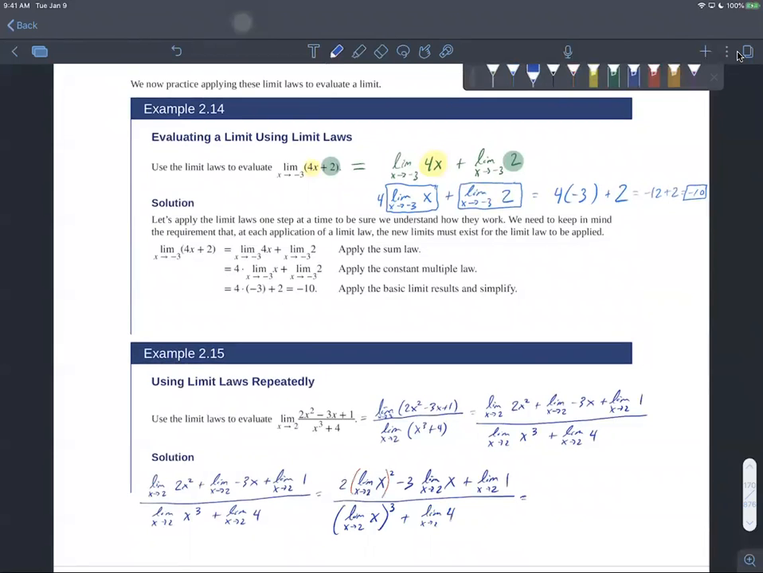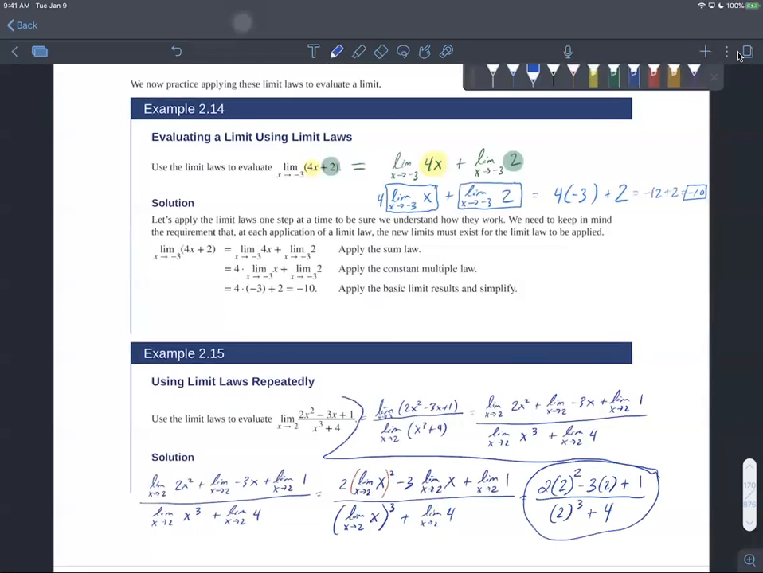Let's go ahead and see. Then we're going to get 2 times the limit as x approaches 2 of x is 2, and then that's squared, minus 3 times the limit as x approaches 2 of x is 2 again, plus the limit as x approaches 2 of 1 is 1. The limit as x approaches 2 of x is 2, and that is being cubed. And then finally, the limit as x approaches 2 of 4. And notice that this is exactly this expression here evaluated at 2. You just plugged in 2.